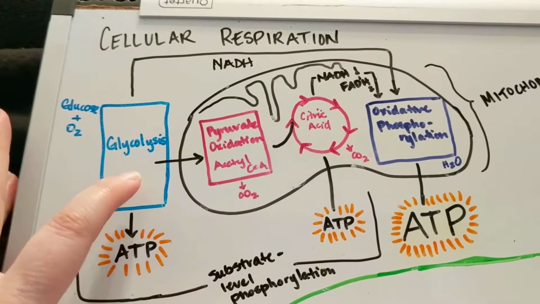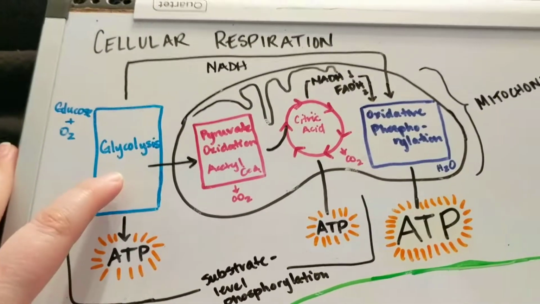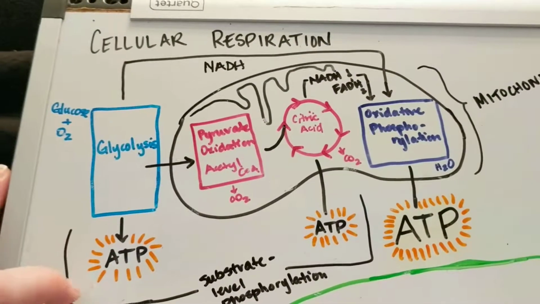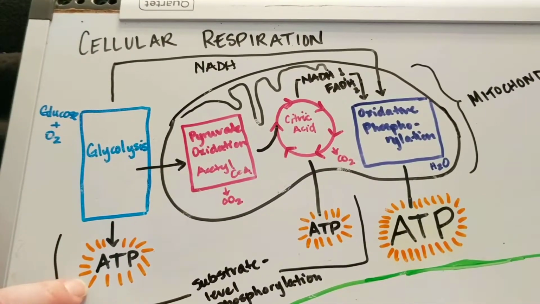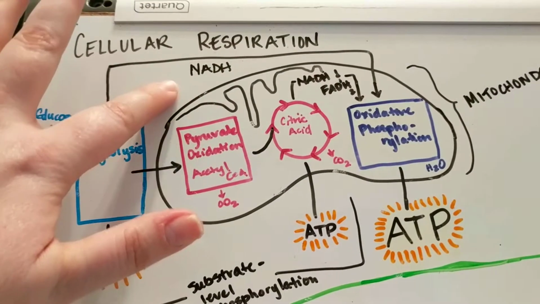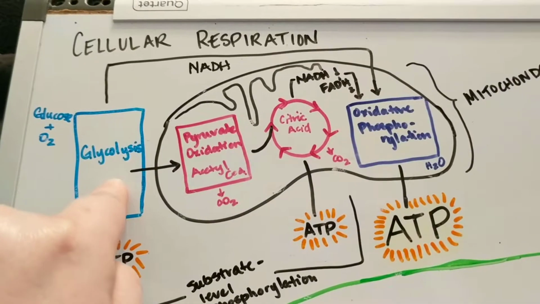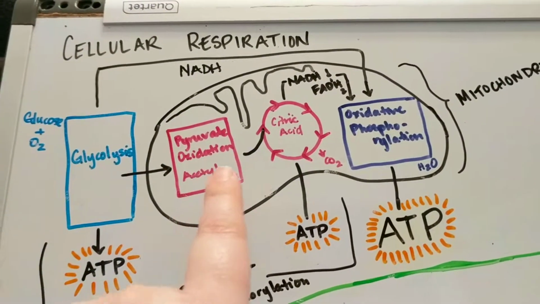It goes into a process called glycolysis, where the glucose is broken down into three parts: a small amount of ATP, an enzyme NADH, and then pyruvate. Now pyruvate will move onto the second stage.